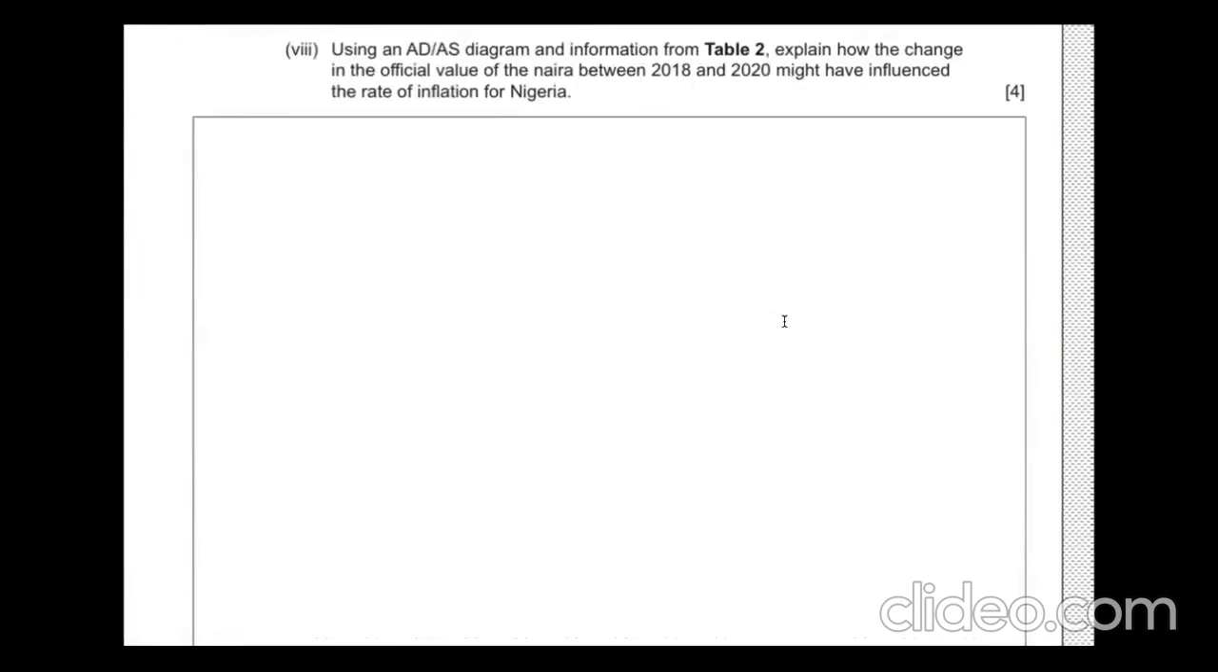Moving on. Using an AD/AS diagram and information from Table 2, explain how the change in the official value of the Naira between 18 and 20 might have influenced the rate of inflation for Nigeria.